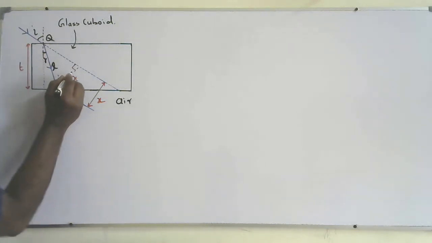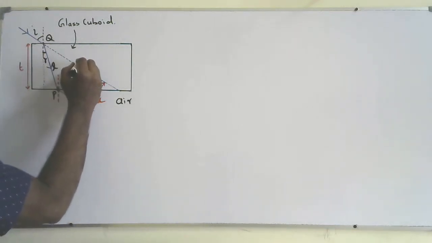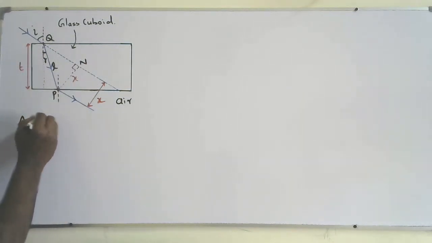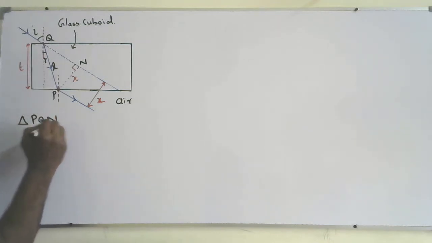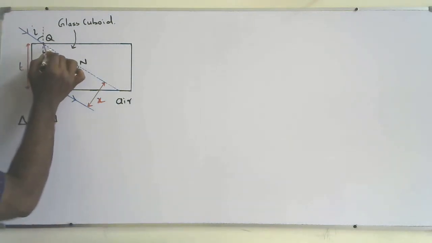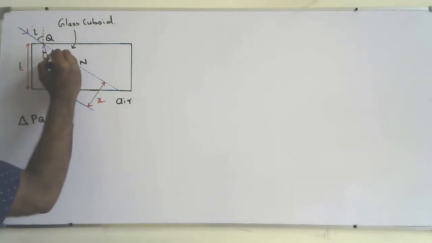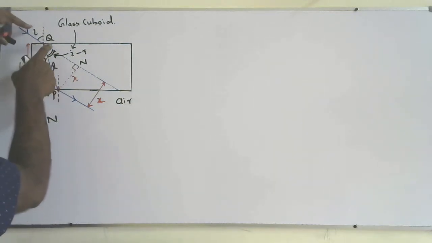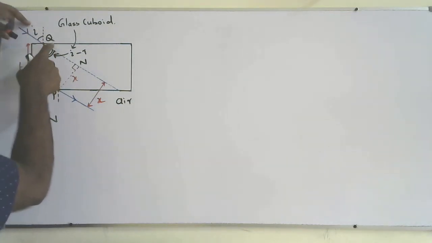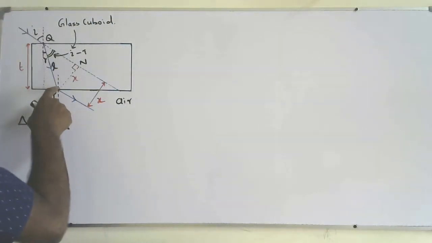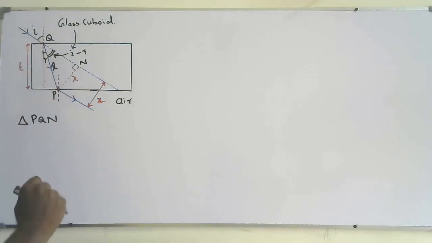Okay, in the triangle, I'll name this point N. So in the right angle triangle PQN, we know that this is the angle of incidence I. The whole thing is I, and this is R, which means this angle will be equal to I minus R, because of opposite angles. So with the normal, the whole thing is I, and this is the angle of refraction R. So the angle PQN will be I minus R.